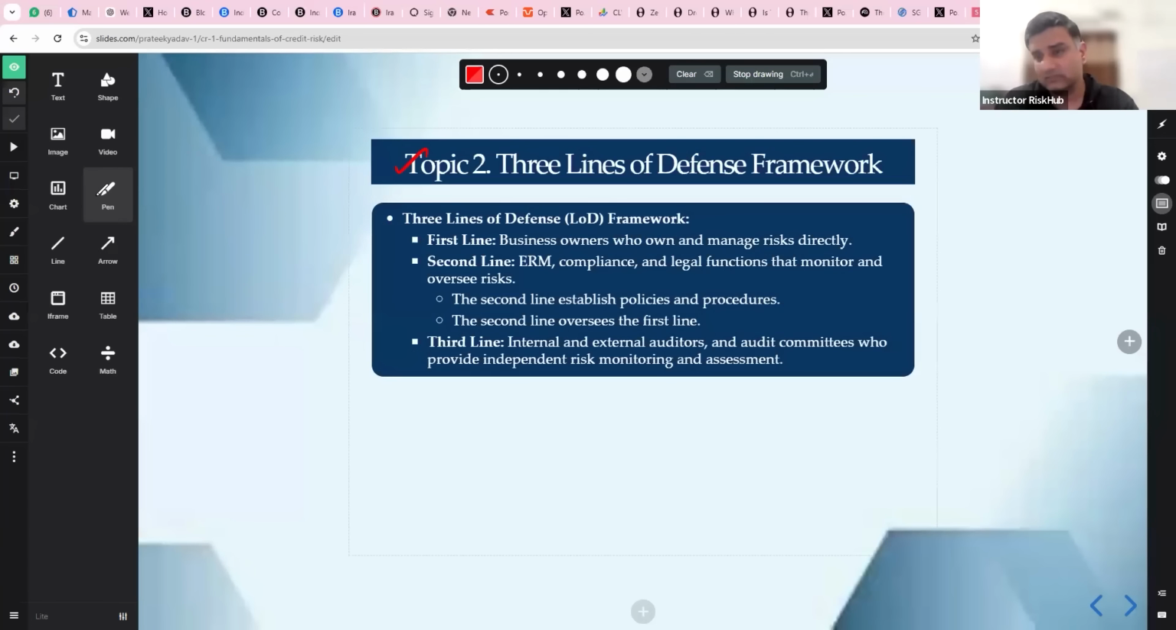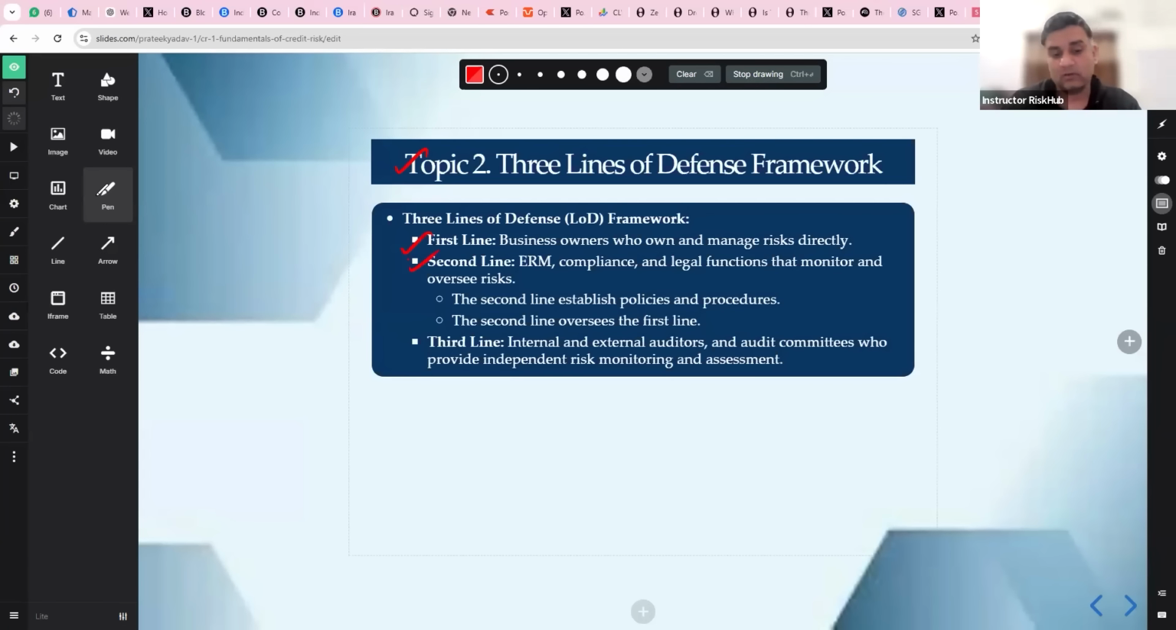The first line, you understand, is the business. They take risk, they own risk, and manage day-to-day risk. Examples are your lending team, your trading team, your investment team. So they are not risk independent. They are risk owners. If a loan defaults, the first line originated it, right? This connects to your credit portfolio management, trading portfolio and loss volatility, your risk-adjusted performance, etc. Then we have your second line of defense.